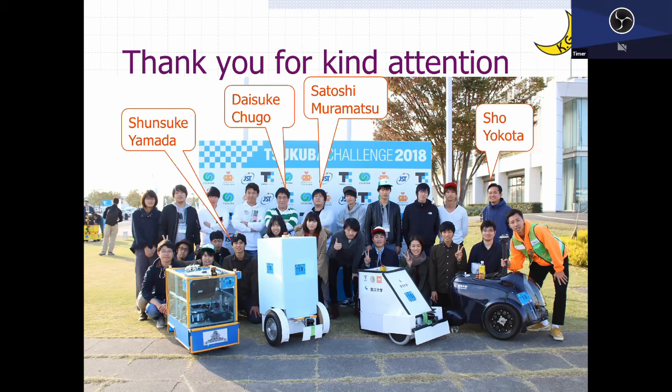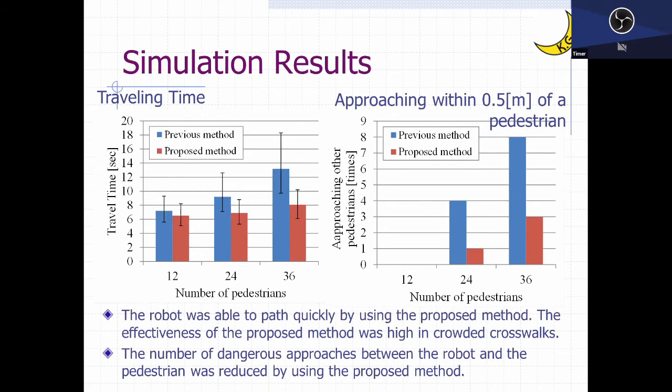It is difficult to quantitatively evaluate the flow of people, but we tried to evaluate it using these values. So please wait. And this is a simulation result. We evaluated two indexes: traveling time and approaching within 0.5 meters of a pedestrian, which means a very emergency situation. In traveling time, the robot was able to pass quickly by using the proposed method, and the effectiveness of the proposed method was high in crowded walks.